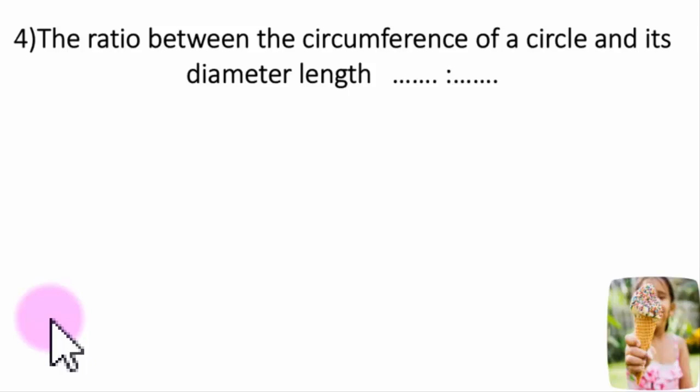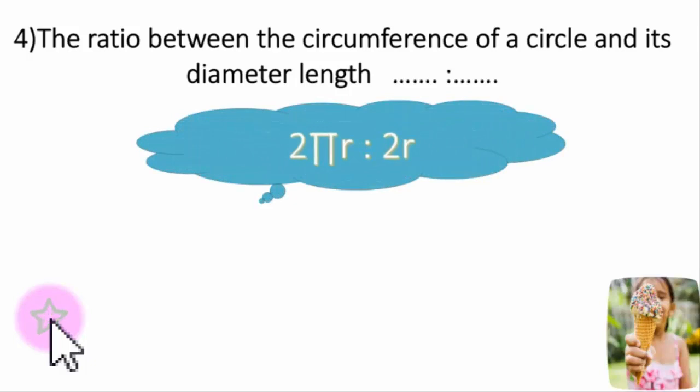Now the ratio between the circumference of a circle and its diameter length equals, okay, the circumference of the circle equals 2πr and its diameter equals 2r. 2πr, 2r, we will divide both terms by 2r. 2πr divided by 2r equals, well done, π. What about 2r divided by itself? 2r divided by 2r equals 1. So the ratio in the simplest form equals π to 1.